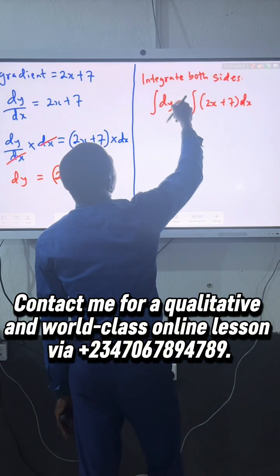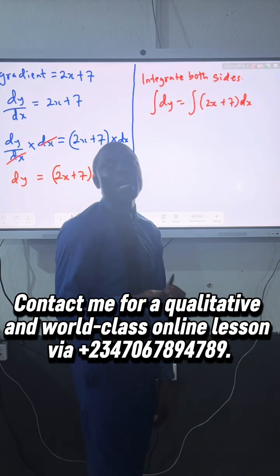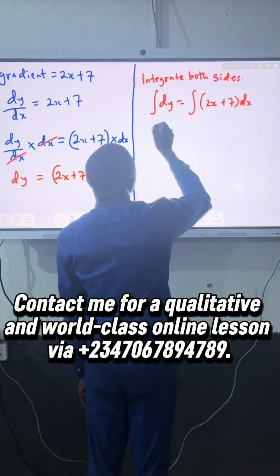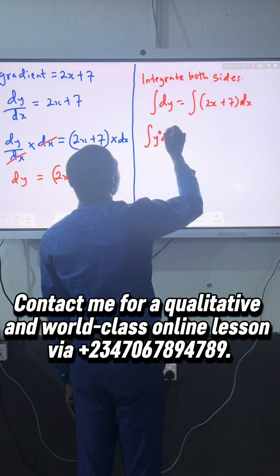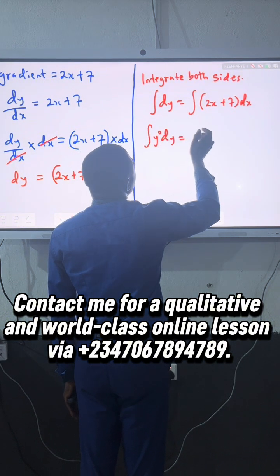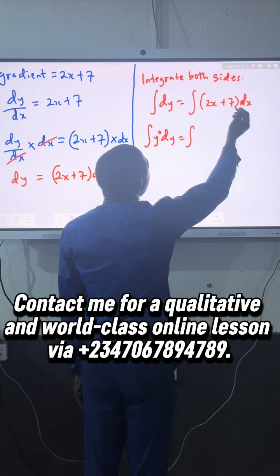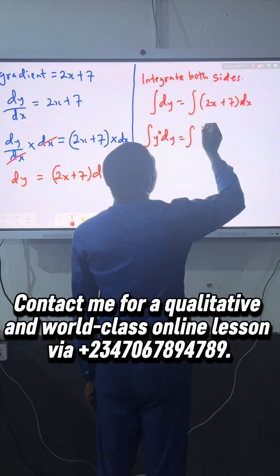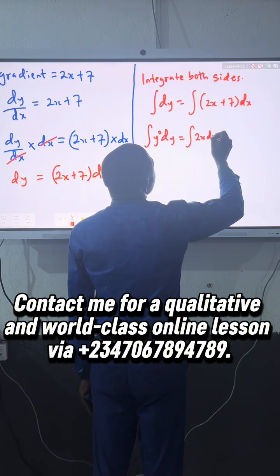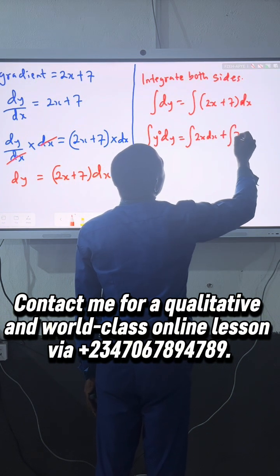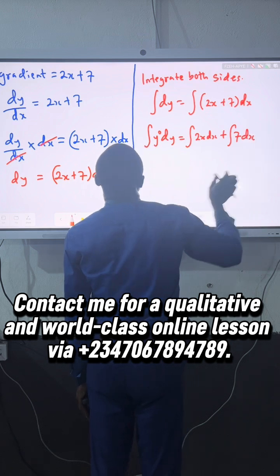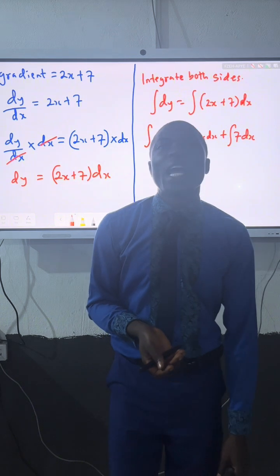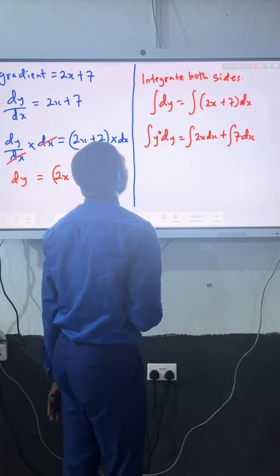Now, at the left hand side here, we're integrating with respect to y, and there's no y that is seen in that place. So we can manipulate it and bring in y there. How? I'm going to say the integral of y raised to the power of 0 dy is equal to the integral of 2x plus 7 dx. You can actually break this down to make it very simple: the integral of 2x dx plus the integral of 7 dx.